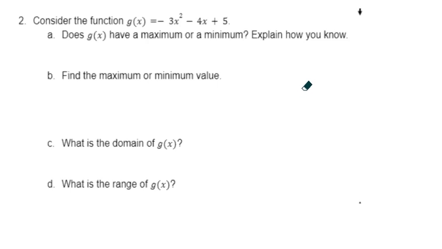Okay, let's talk about problem 2 now. It tells us to consider this function, g of x equals negative 3x squared minus 4x plus 5. It wants us to determine whether or not there is a maximum or a minimum point, because I know it's a parabola, right? And how we know that's the case, they want us to find that, and then they want us to describe what the domain and the range are of the function.